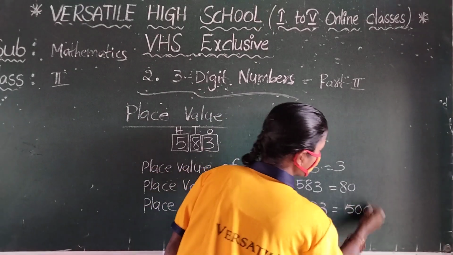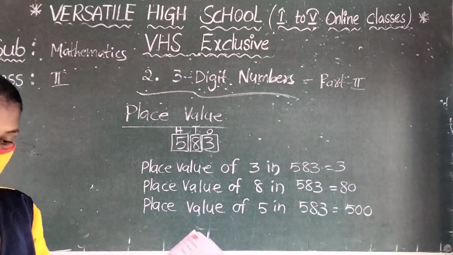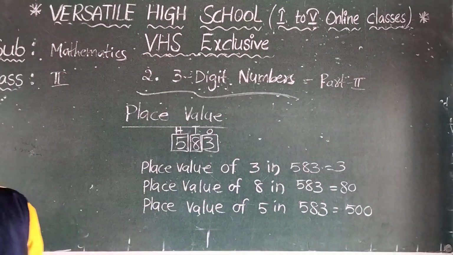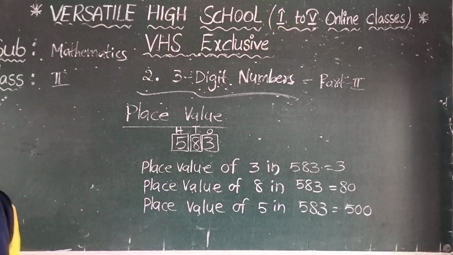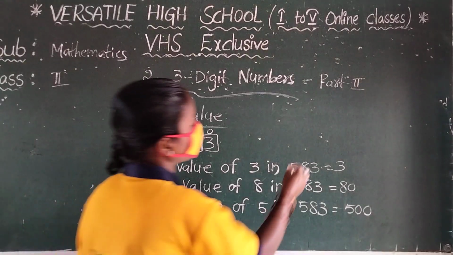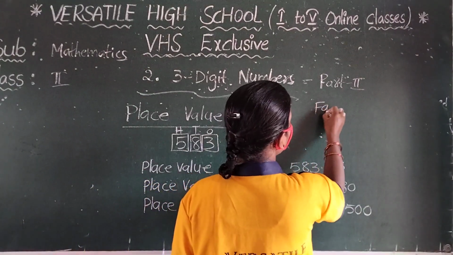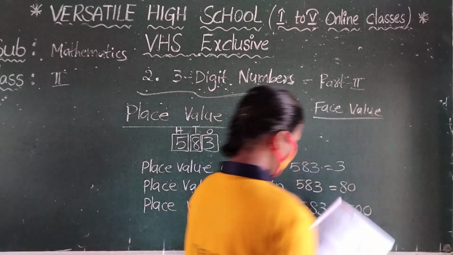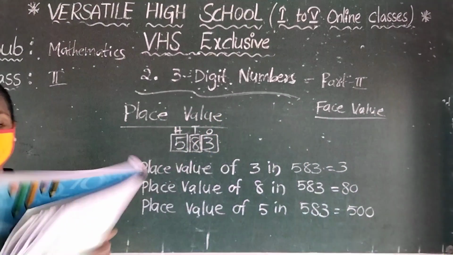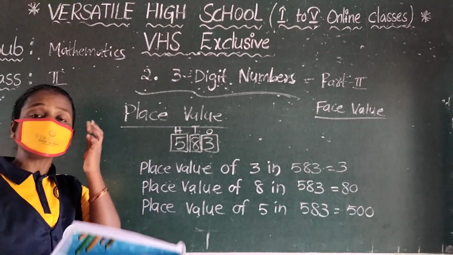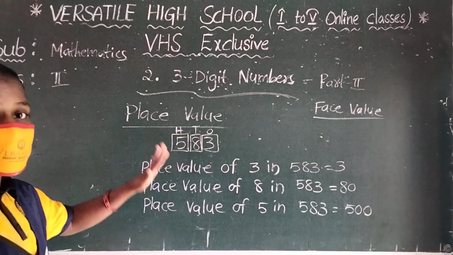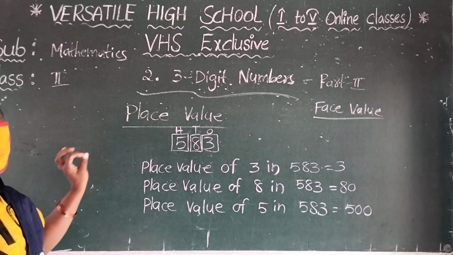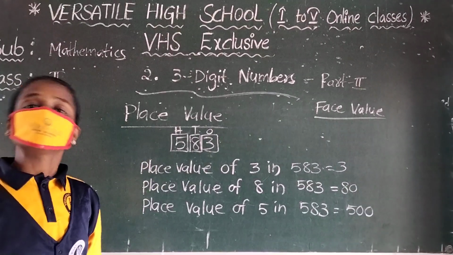500 is 500. This is the place value. Just observe the face value. Face value means the digit itself is its weight. Whatever digits are in the numeral, that is called the face value.